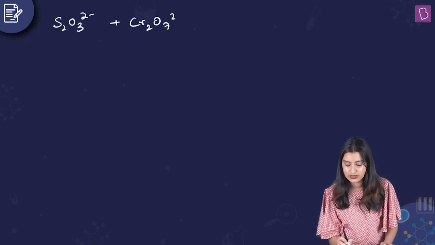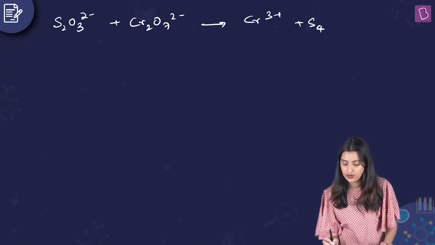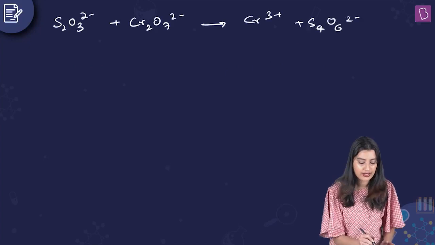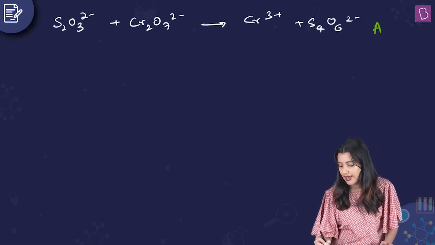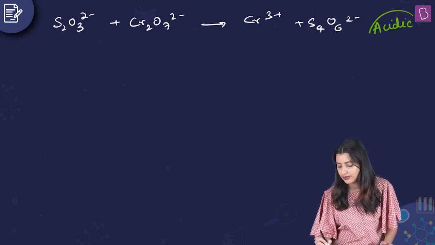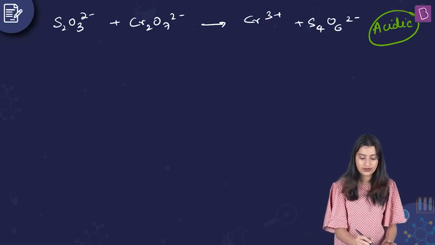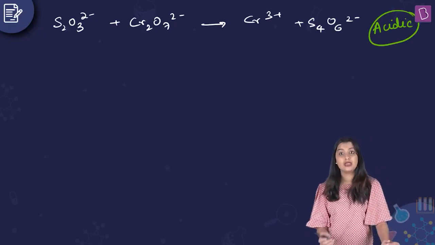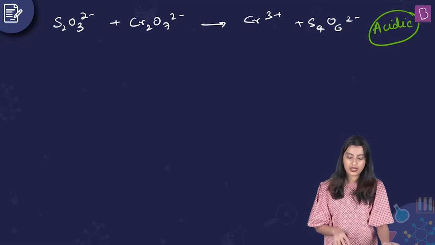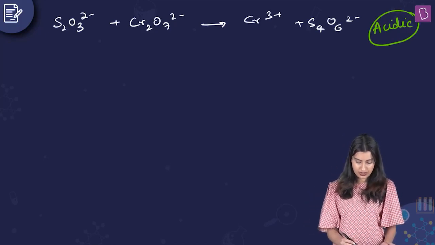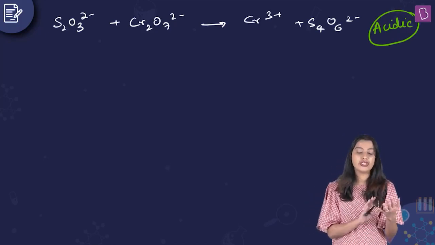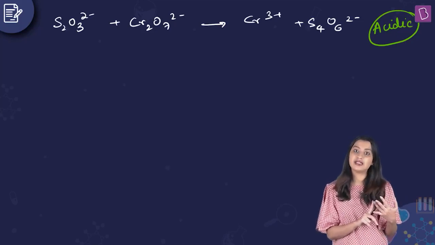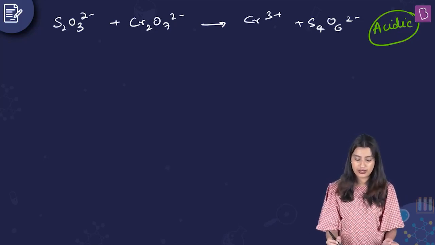So you have S2O3 2- plus Cr2O7 2- giving you Cr3+ plus S4O6 2-, and we need to balance this in the acidic medium, very important. All right, good. So now what we'll do is we will balance the equation. First, you have to find out which element is undergoing oxidation and which element is undergoing reduction. So first, let's do that.